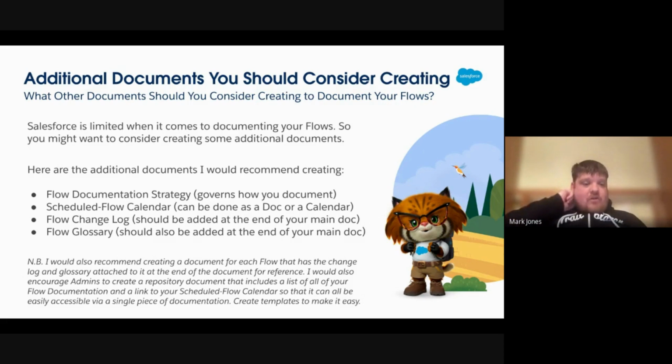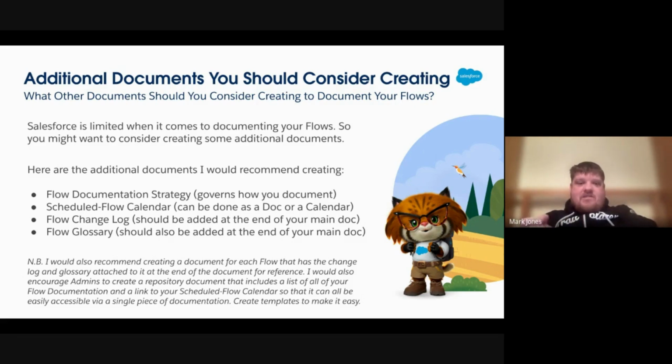Another one for me, I think is a good idea, is a flow change log. So what I would recommend in terms of how you document your flow overall is have a document per flow where you go into what the flow is, what its purpose is, what business problems it solves, and at the end of that document have a change log.